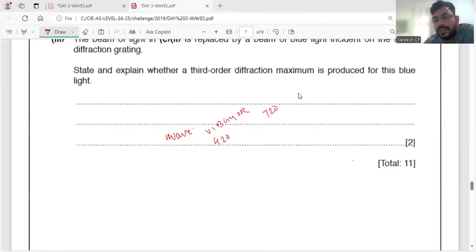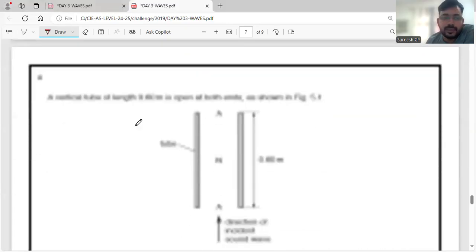So we can say that d sine theta is equal to n lambda. If the wavelength has gone down, then the n value will be greater. So the third order maximum will be formed. d is the same and sine 90 is the same. Lambda blue is less, so now the product n times lambda blue should be the same, so n should be third order or more than third order. Now the last question.